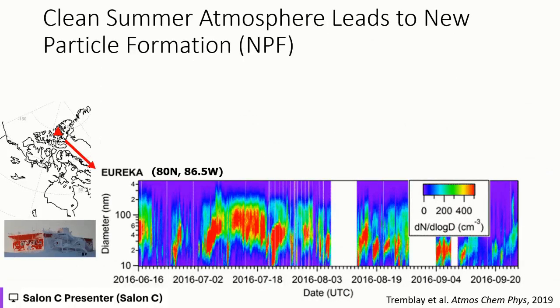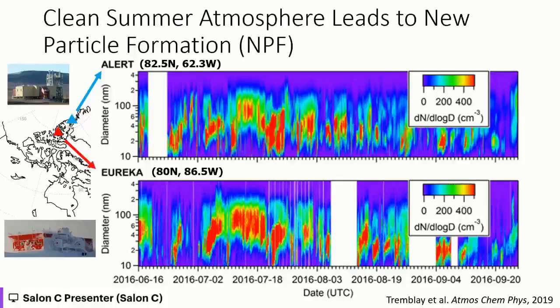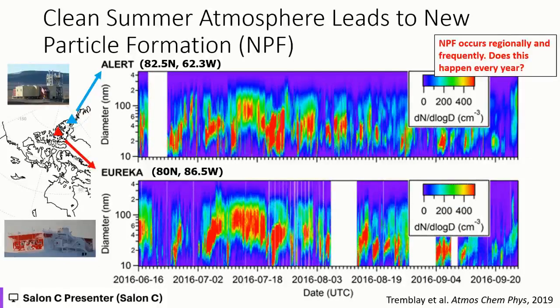It's quite frequent. What's really interesting is that at Alert, which is 500 kilometers away, we see a very similar pattern in the new particle formation and growth, which is really strange because it is quite far and you wouldn't necessarily expect that. But it would basically suggest that new particle formation and growth happens regionally over at least the northern part of Ellesmere Island.